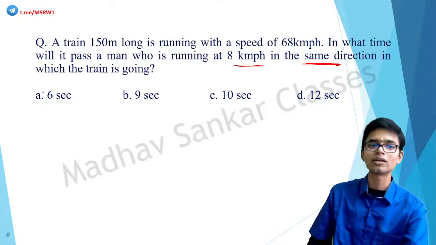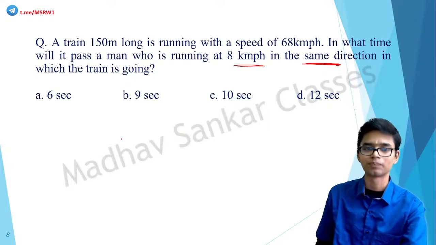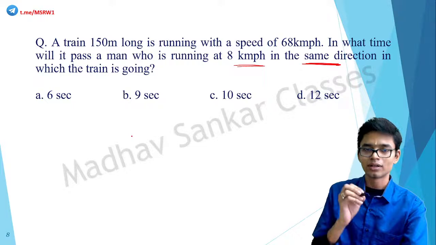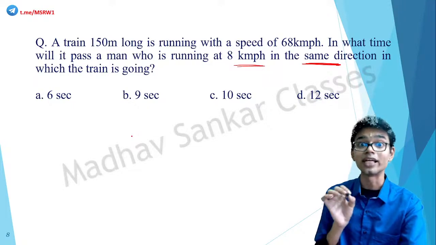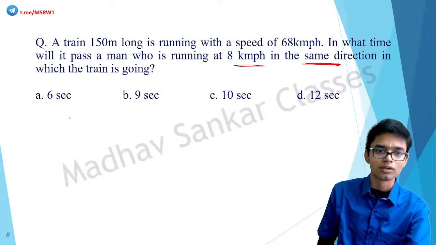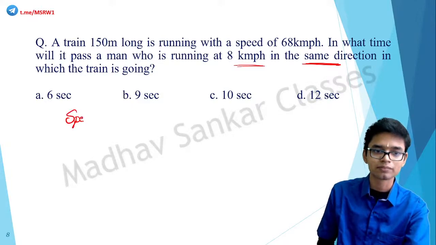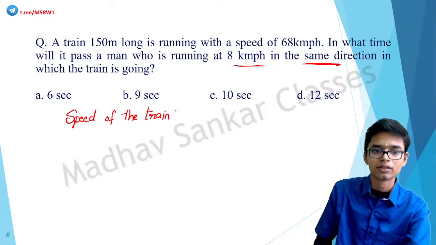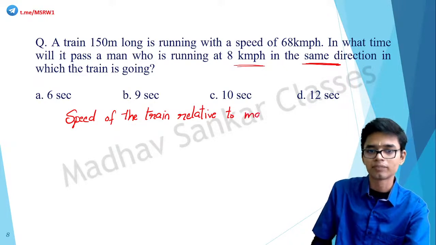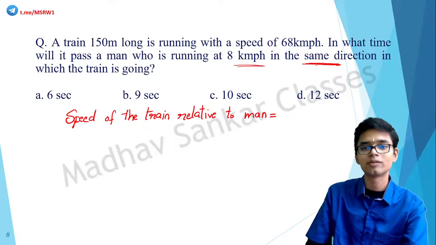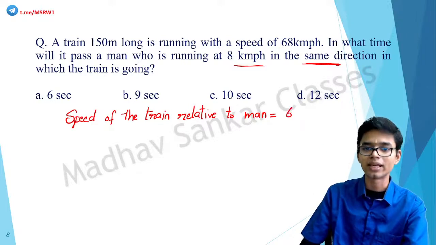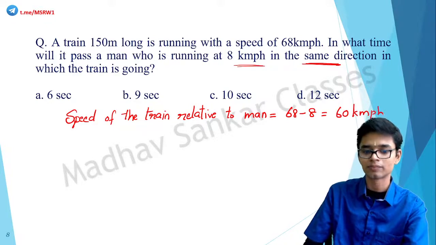So the question is, in what time will it pass the man? We have to find the time. How do we do this? By using the concept of relative speed. So, speed of the train relative to the man is equal to how much? They are both running in the same direction, correct? So the speeds will get subtracted. 68 minus 8 is equal to 60 kilometers per hour.